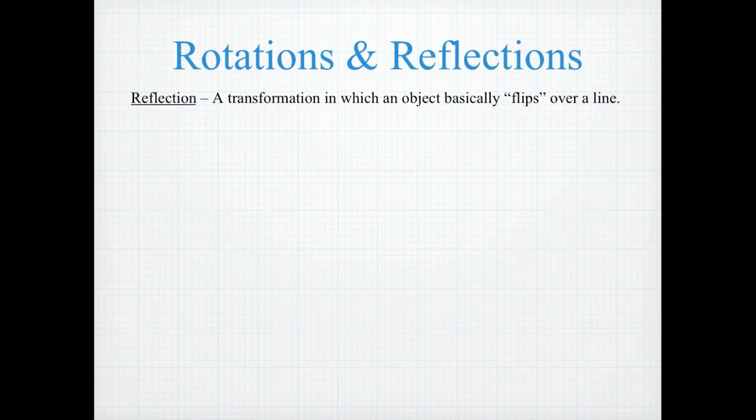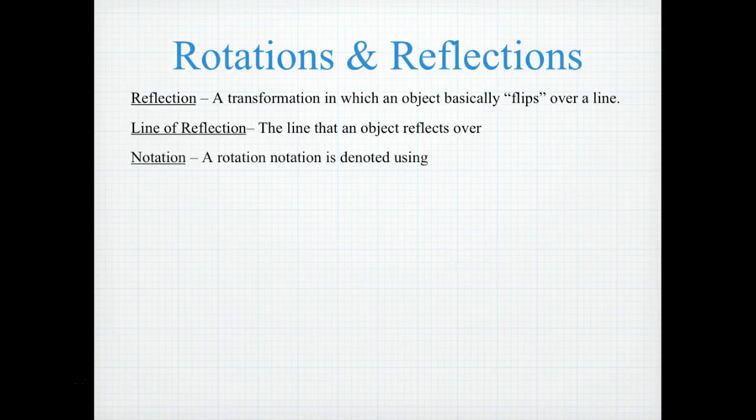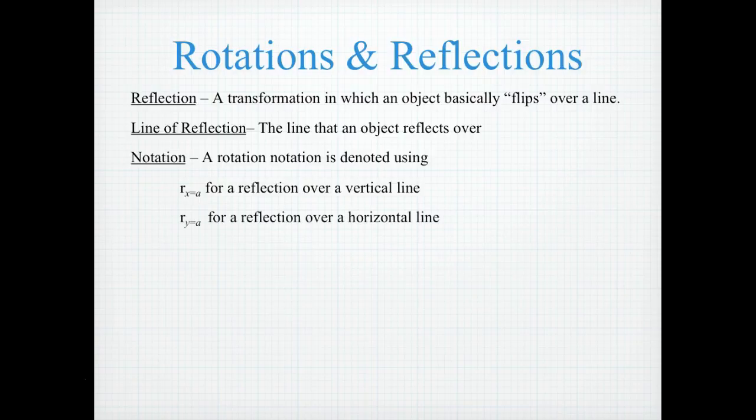Next, as we move on, we're going to study reflections. A reflection is a transformation in which an object basically flips over a line. The line of reflection is the line that the object reflects over. The notation is denoted using a lowercase r, and then in subscript will be the equation of the line that we're going to reflect over. So r subscript x equals a is a reflection over a vertical line. And r subscript y equals a is a reflection over a horizontal line.